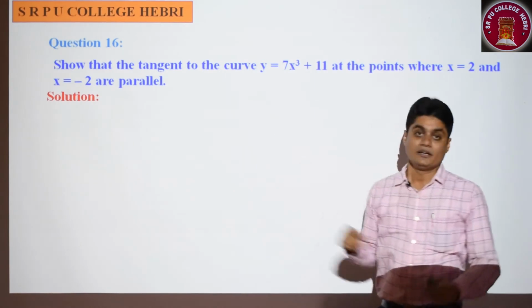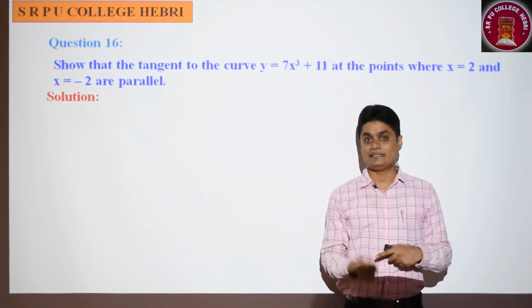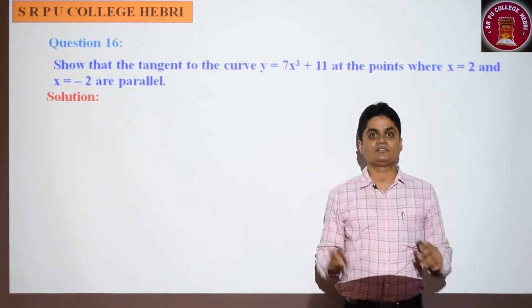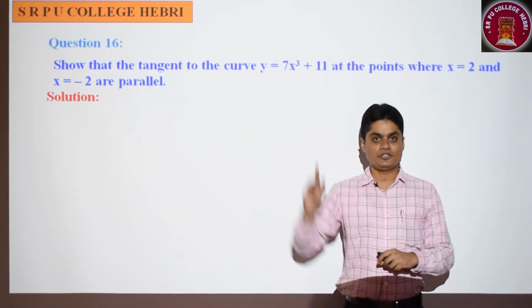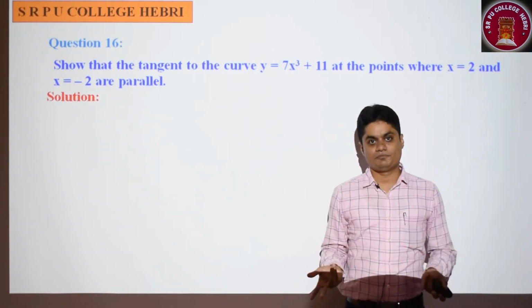They must be parallel. When you say that 2 lines are parallel, when 2 slopes are equal, the lines are parallel. So our only work here is to find out the slope of the tangent to this curve at 2 different points and show that they are equal. That's it. Is it understood?